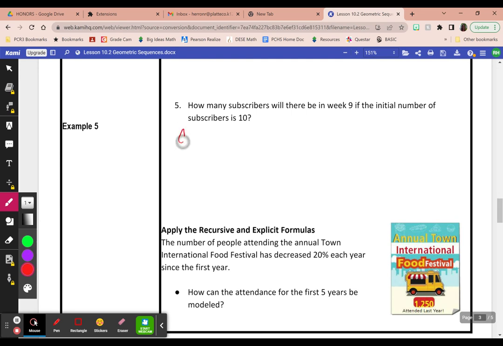All right, so just like normal, we need a sub 1 and we need r, right? So our first one, the initial number of subscribers is 10, so this is 10. And it says, what's the ratio? Well, the ratio is still the same. It's still doubling, okay? So if I use a sub n equals a times b to the x, so a, my initial one is 10, times 2, my ratio, and it's to the n minus 1. And I want to know how many there will be in week 9.